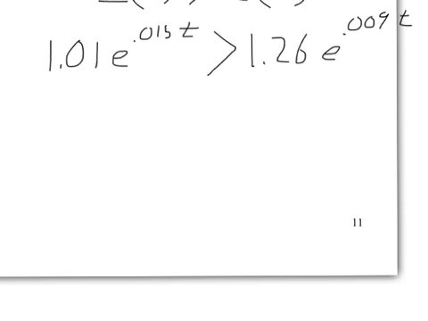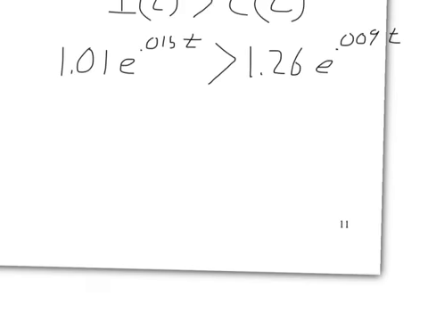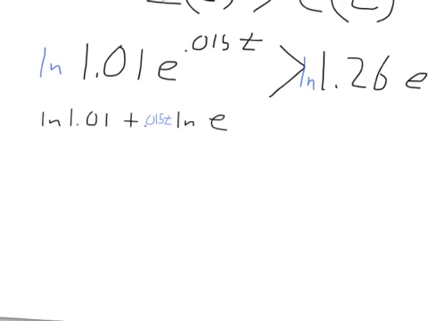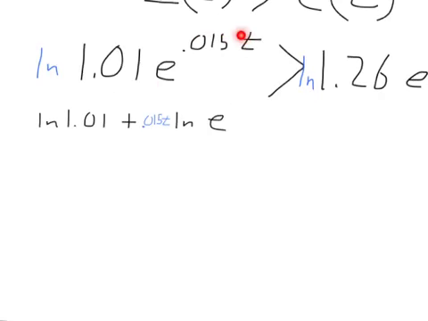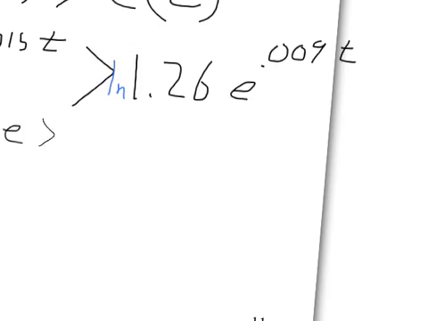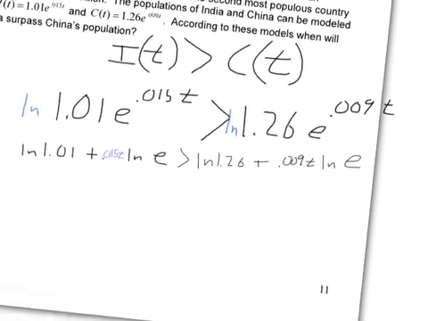What we can do is take the natural log of both sides. So I'm just going to put a natural log in front. And we could split this up, because this is 1.01 times e. So I could write this as the natural log of 1.01 plus the natural log of e to the 0.015 t, and I could bring the exponent out front as a coefficient. So I've expanded this expression as two logs and moved the exponent out in front. And I can do the same thing over here: the natural log of 1.26 plus the natural log of e, and 0.009 t becomes the coefficient instead of the power.